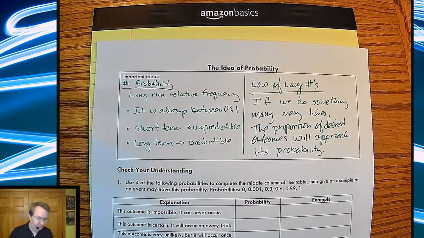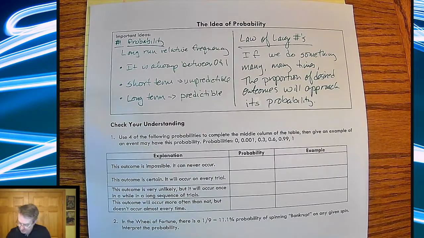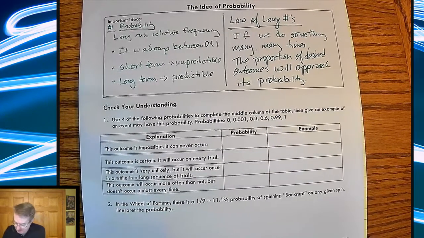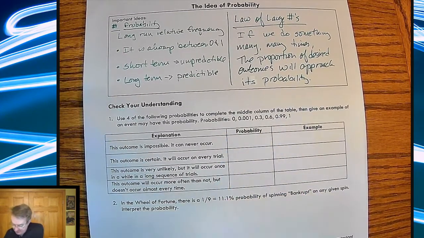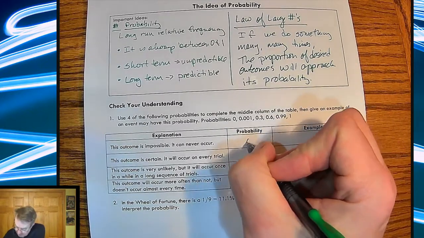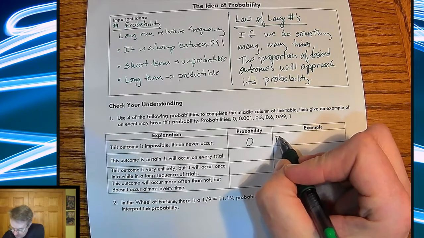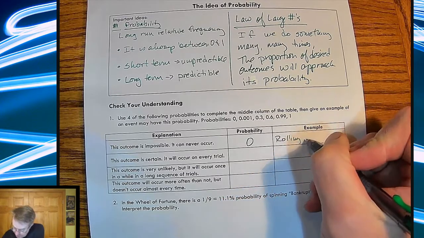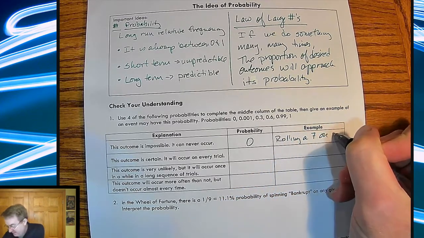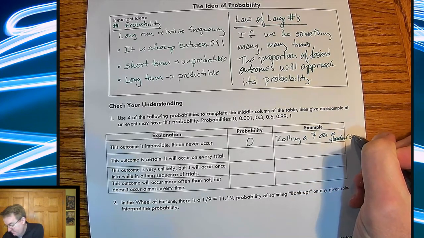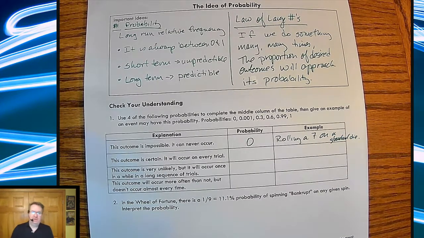Talk to you soon. All right, so here, use four of the following probabilities to complete the middle column of the table and give an example of each. So this outcome is impossible. It can never occur. So that's going to be a probability of 0. What's something that's impossible? For example, let's keep it simple: rolling a 7 on a standard die. I say standard because some of you are like, there's a 20 sided die. Okay, fine. 6-sided die, can't do it.